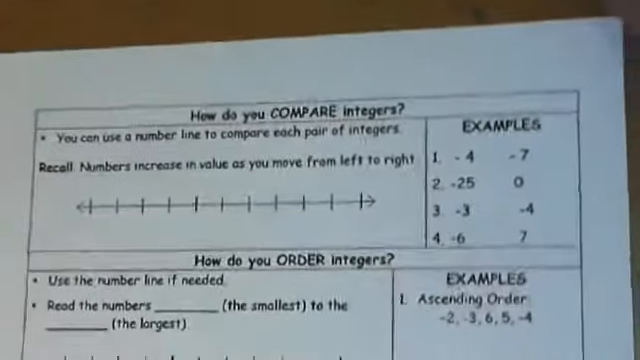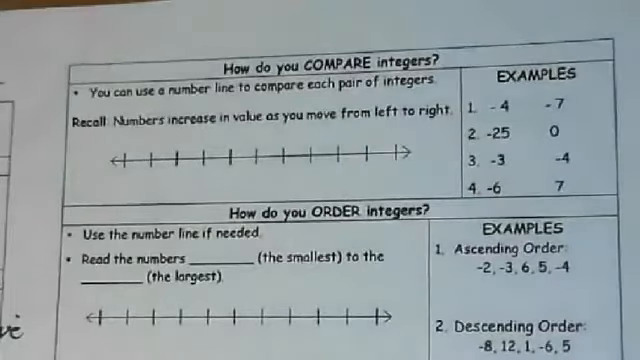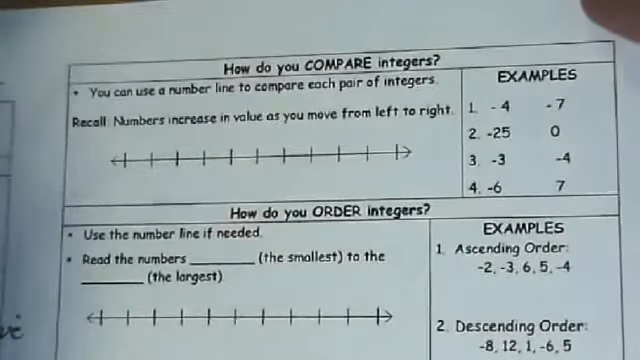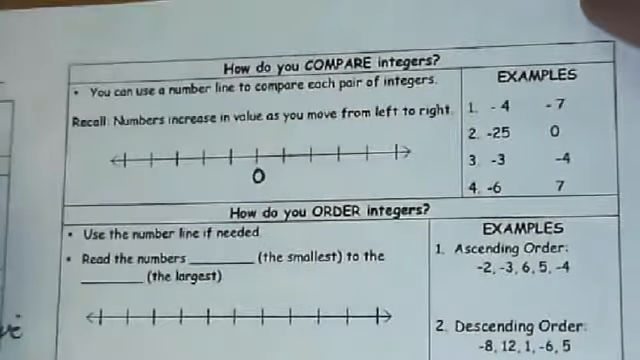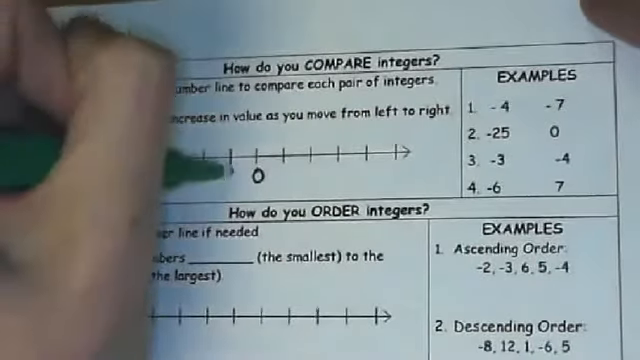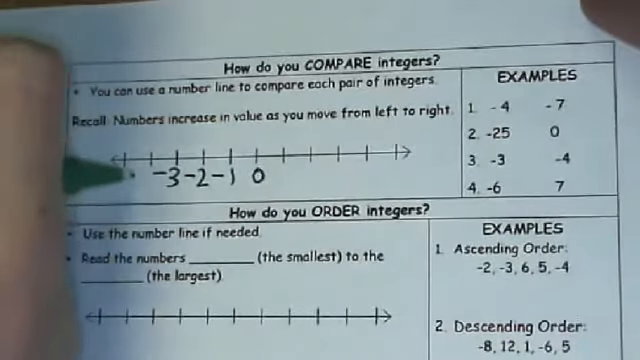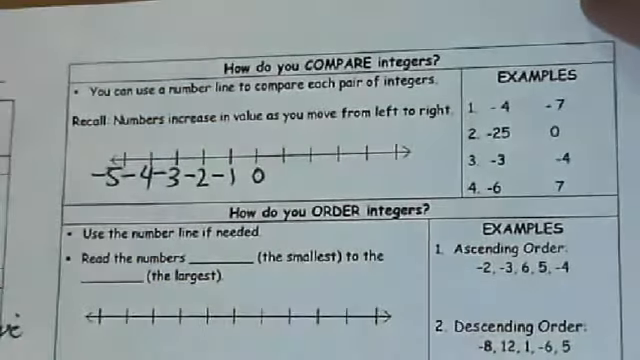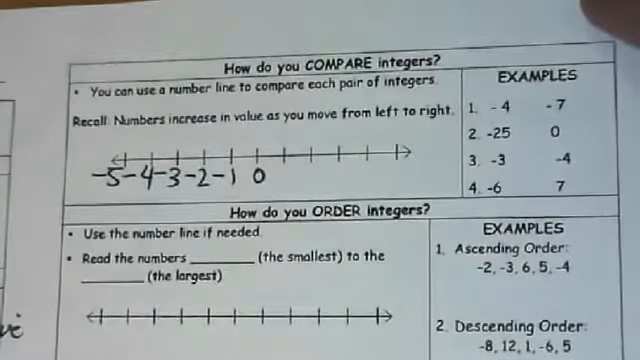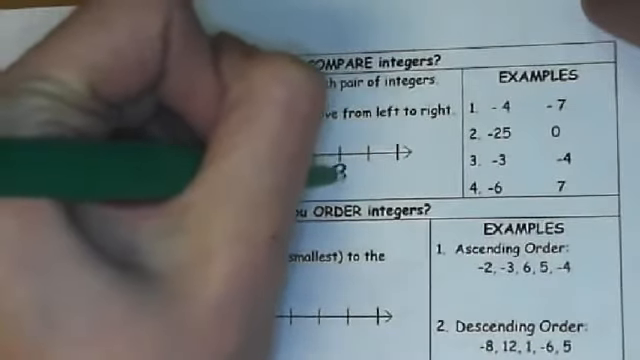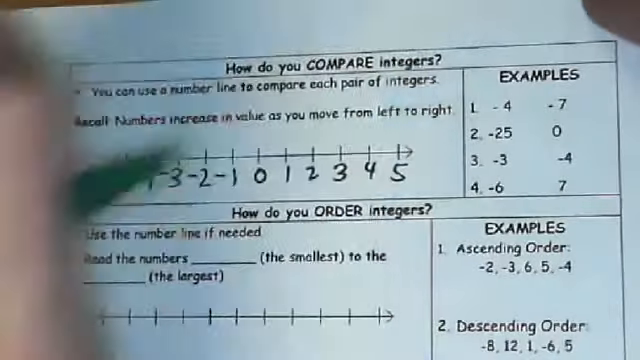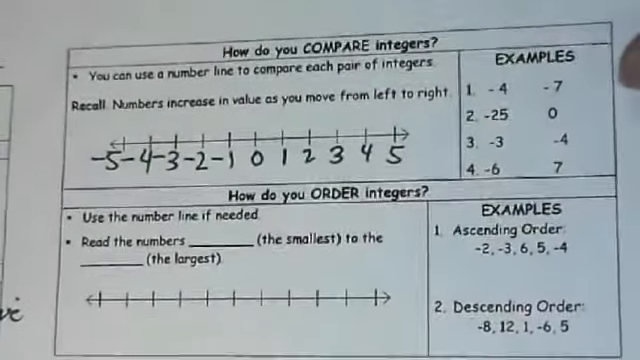Alright, the next thing we're going to be talking about is how do you compare integers. You can use a number line to compare each pair of integers. Alright, so remember, as a review, numbers increase in value as you move left to right. So again, if you put a 0 here, all the numbers to the left of 0 are negatives, and they're going to decrease in value. Even though they look big, if they're negative, they're going to decrease in value as they go to the left of 0. And of course, any number to the right of 0 is going to increase in value or get bigger.